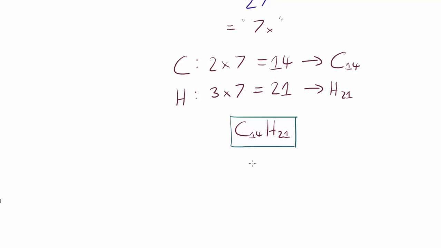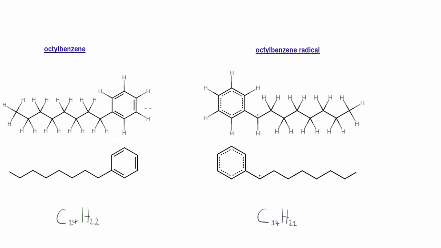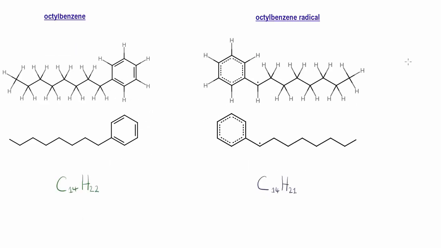Now C14H21, okay, if we look at an actual molecule which has this molecular formula, just for example purposes, what I've got here is a molecule, octyl benzene, okay, and I've also got an octyl benzene radical. Octyl benzene radical is not an IUPAC name for it, but this is just a general name I've given here, just to illustrate what we've got.